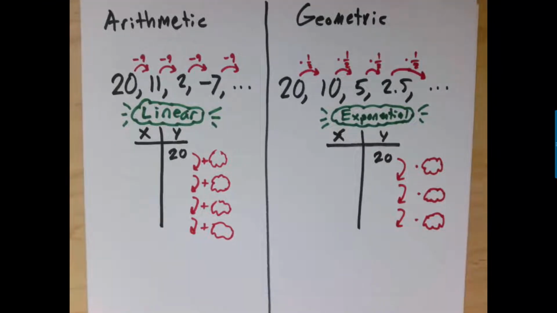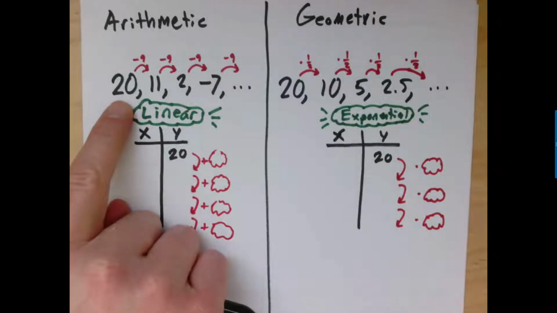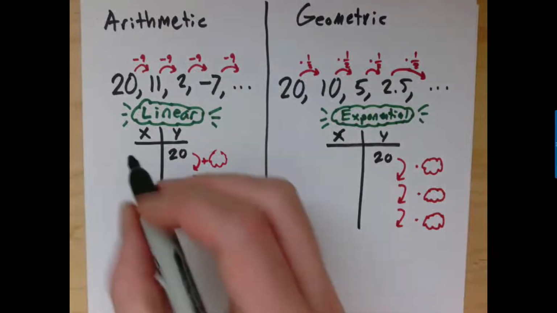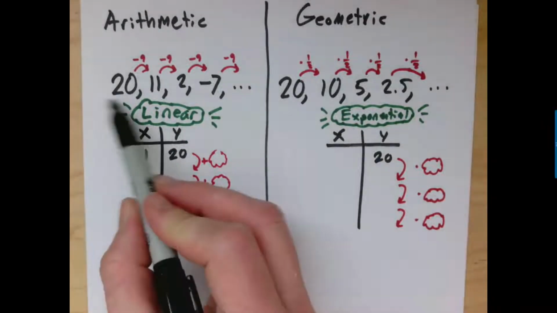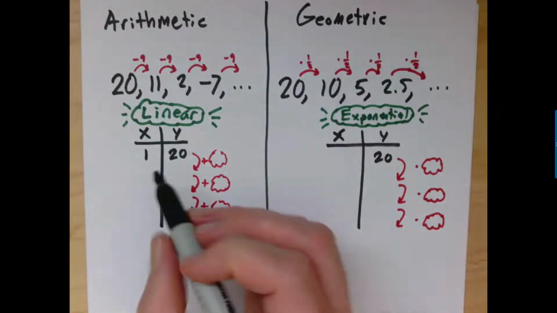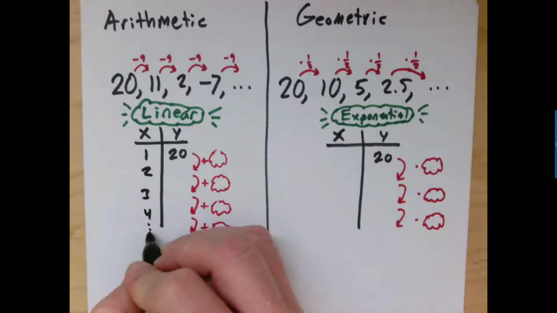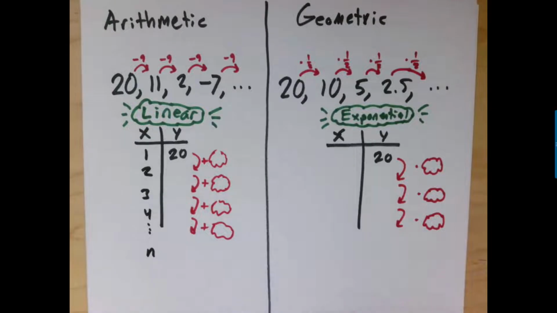But what should the x values here be? I'd said before that the notation that we use is to think about this as being the first term and the second term and the third term. So it might make sense to make this value 20 be the output for the first term, and then we'd have the second term and the third term and the fourth down to the nth term.